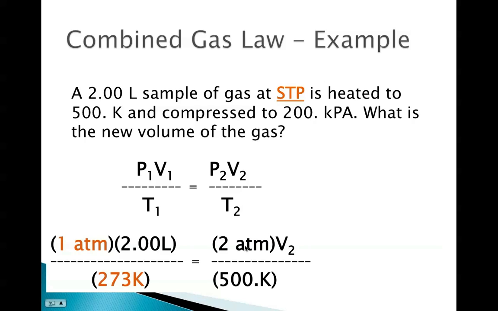Now, you can also do this in the opposite fashion. Instead of putting 1 atm, you could put 101.3 kilopascals. Either way, you're going to get to the same result. Here I just decided to make it in atm. So what is our new volume of the gas? We're going to basically be cross-multiplying here and then dividing each side by the product of 273 times 2. And when you go ahead and solve the math correctly, you get 1.8 liters. So when I increase the pressure and increase the temperature, my result is a slight decrease in volume.